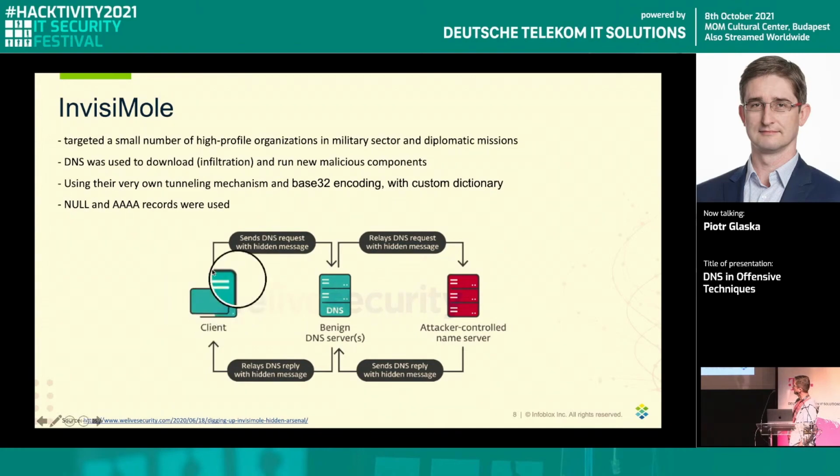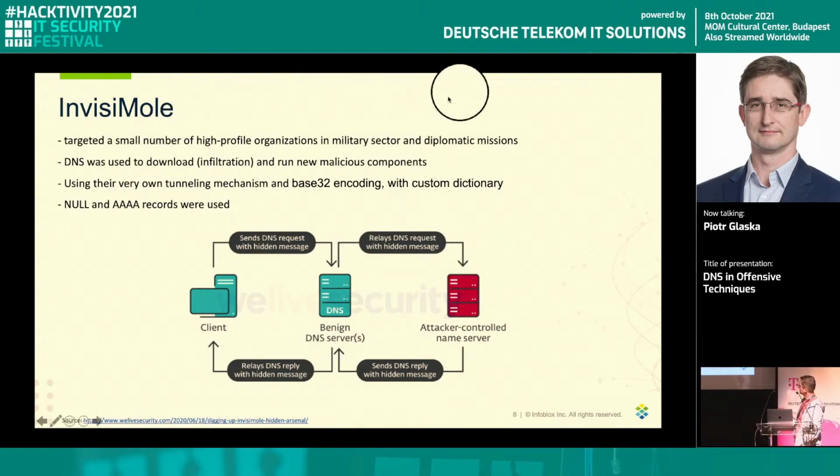So here the infected computer is sending a DNS query with a hidden message to the attacker-controlled server, but indirectly through a local, normal, legitimate DNS resolver. And then in the reply, in this example either a null record or a quad A record, there would be some data which later could be used to build a whole malicious module. So parts of malicious components were downloaded inside DNS replies.